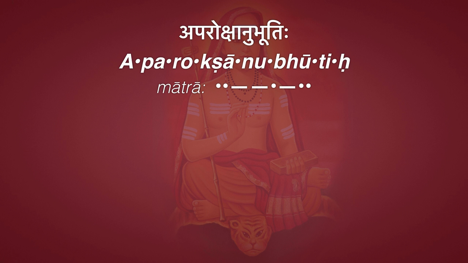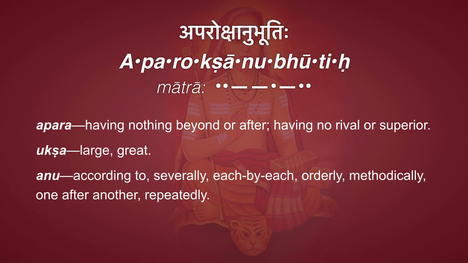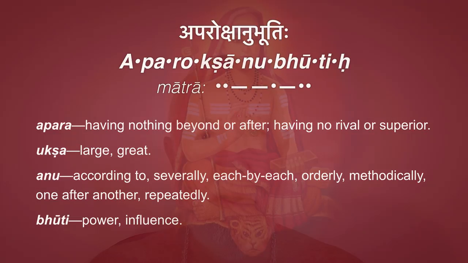Aparokṣānubhūtiḥ. And the meaning of the separate components of this compound word are: apara, having nothing beyond or after, having no rival or superior. Ukṣa, large, great. Anu, according to, severally, each by each, orderly, methodically, one after another, repeatedly. Bhūti, power or influence.